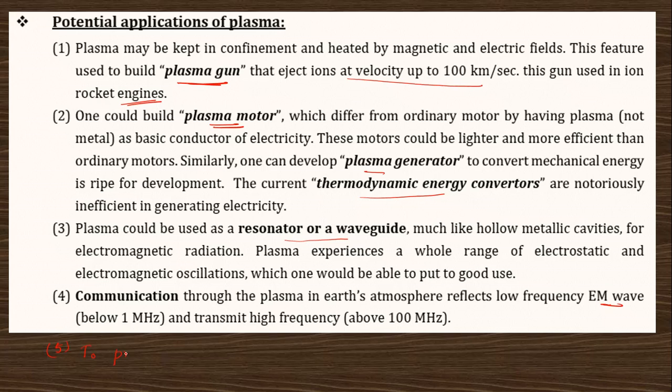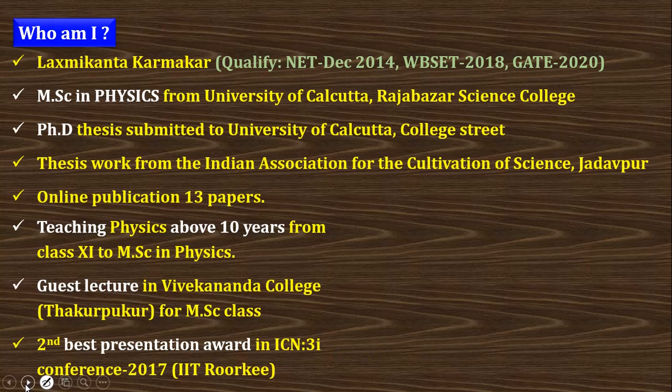Plasma can be used to produce thin film solar cells. So this is the answer to this question. Thank you for listening.